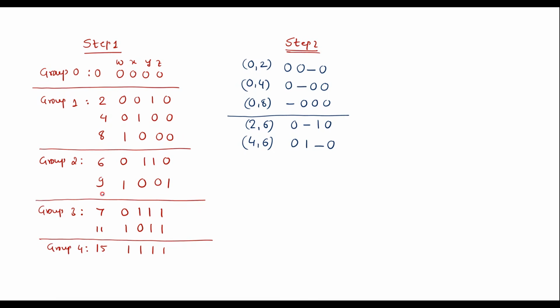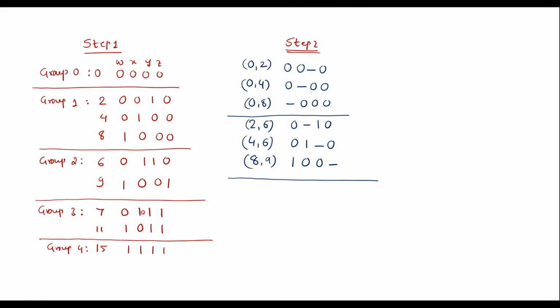Now let me compare 4 and 9. So it differs by more than 1 bit. Now let me compare 8 and 6. Again it differs by more than 1 bit. Ignore it. Compare 8 and 9. It differs by 1 0 0 dash. 8 and 9, that is 1 0 0 dash. Put one line here. Now let me compare each number of group 2 with group 3.